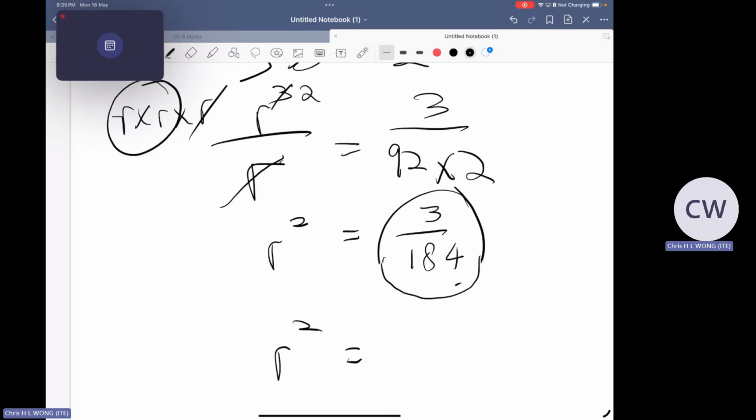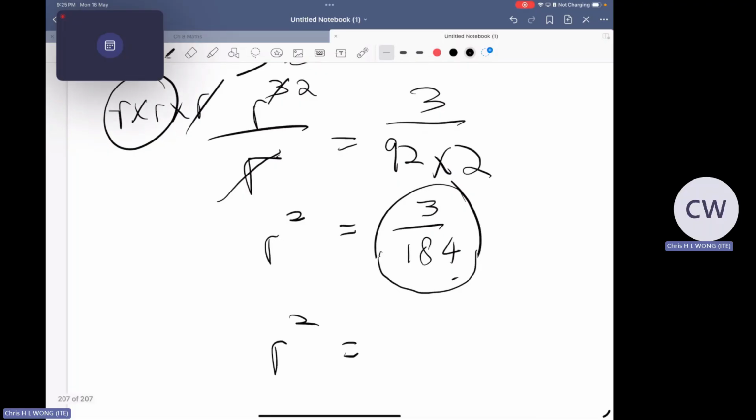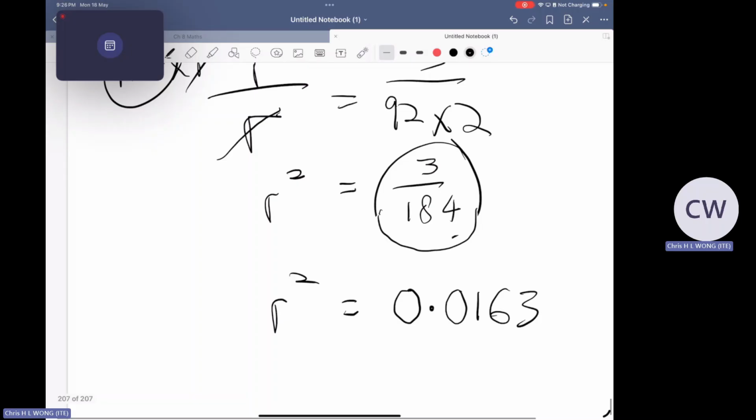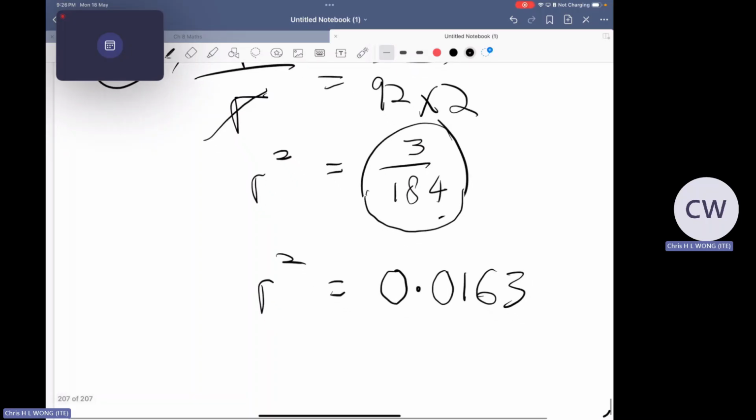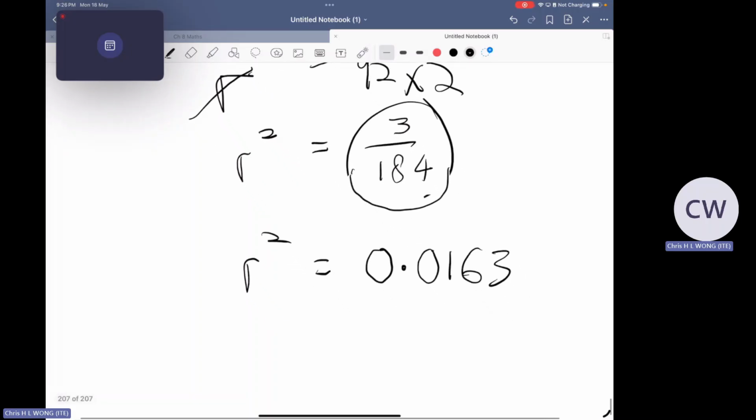Somebody give me the answer, please. 3 divided by 184. 0 point. 0.01163. Maybe a 0. 0 then no need because I want 3 decimal places, right? A 0 in the end, you cannot count for. But I do not want r squared. I want r. I don't want r squared.